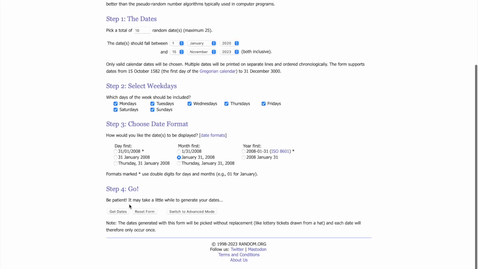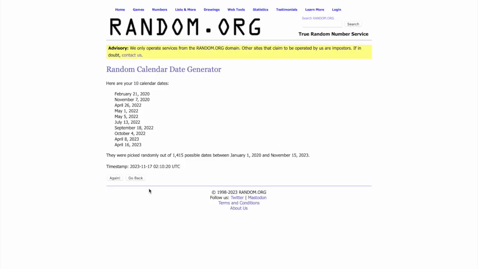And so here it is. Step forward, be patient, go. So we're going to get the dates. And so this is the dates. And to let you know that this is random, I'm just going to keep doing this. And so these are the dates that I'm working with. I'm going to click one more time, and these are the dates that I'm going to work with.